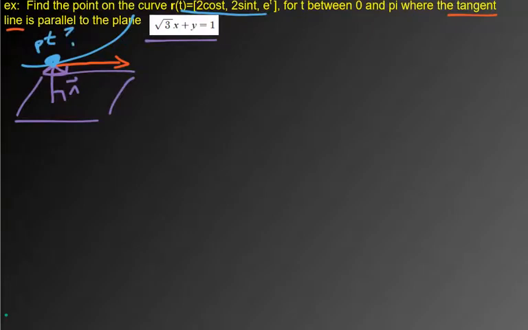Okay, so we've got to find the derivative. So r prime is just going to be, let's see, negative 2 sine t, 2 cos t, e to the t.